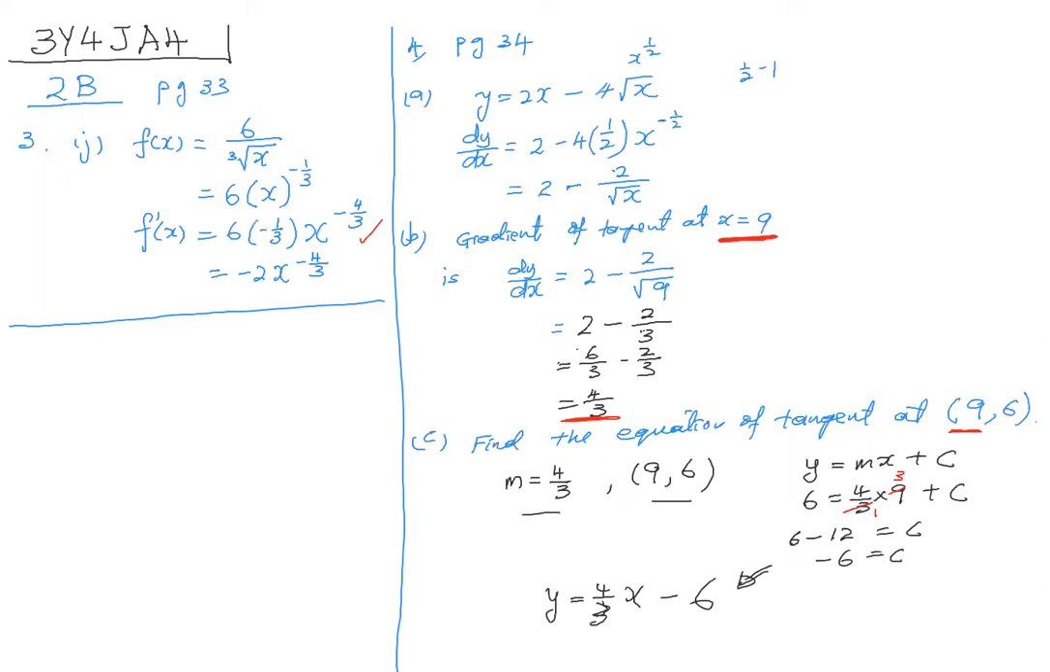So if I add one more, part D: find the equation of normal to the curve at 9, 6. So how to do that?